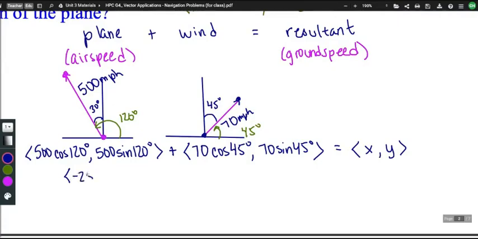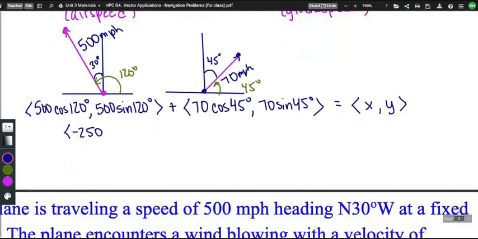I would get negative 250 for my horizontal component for my plane, and I would get approximately 433.01. Again, notice I'm taking this to the nearest hundredths, just trying to improve accuracy a little bit. And then for my wind vector, 70 cosine of 45, 49.5. And not surprisingly, I end up getting the same 49.5 for my vertical component.